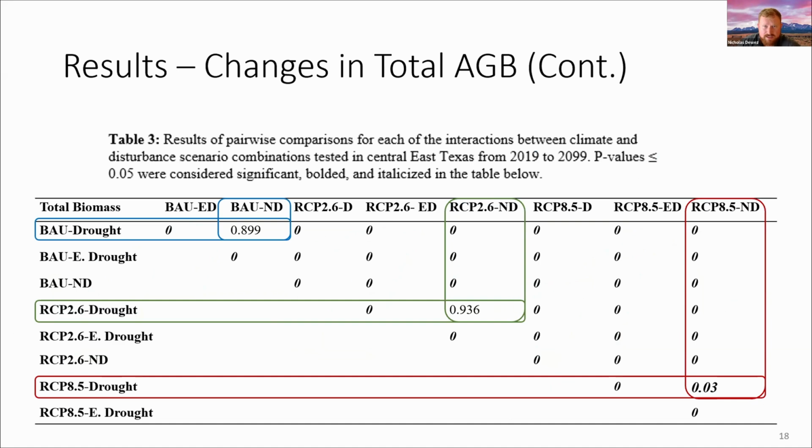Our pairwise comparison yielded some interesting results. As expected, a significant difference in above ground biomass was observed between most scenarios. However, we did not see a significant difference in above ground biomass between drought and no drought scenarios within the same climate scenario, except for the high emission scenario where this was significant.